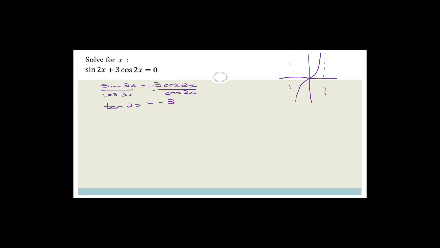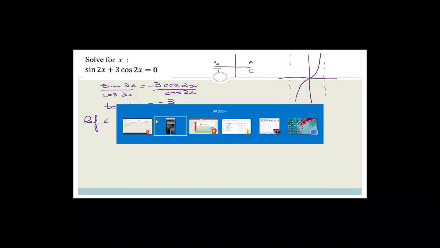So what we're going to do again is use our CAST diagram. We're going to go all stations to Cape Town. We're going to find our reference angle. In other words, we're going to say what is the angle for 2x? We're going to find the size of it. So what do we need to do? We need to go shift tan of 3.